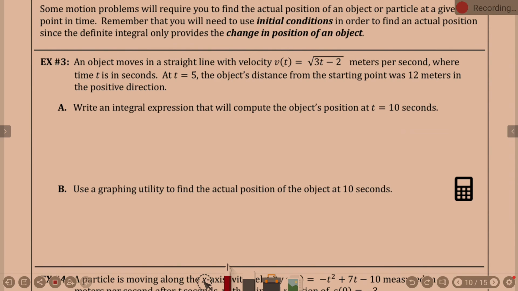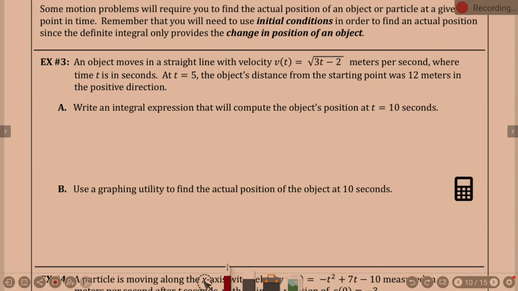So, okay. Example 3. Let's see if we can get this one in. Some motion problems will require you to find the actual position of an object or particle at a given point in time. Remember that you'll need to use initial conditions in order to find an actual position, since the definite integral only provides the change in position. It's only going to talk about how it changed from point A to point B.